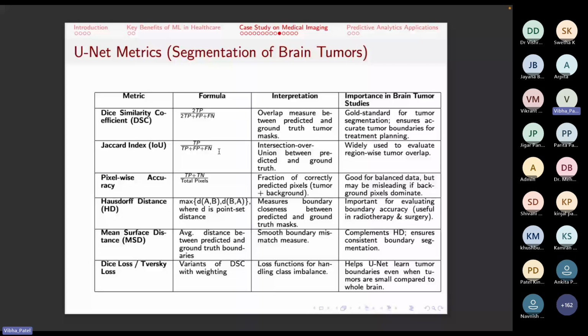Okay, and mean surface distance is basically the average distance between the predicted and ground truth boundaries. So this was a clear cut distance, like a Euclidean distance sort of distance being measured between the boundaries of both the segments. But here, in the case of mean surface distance, it's actually calculating the average distance between the predicted and the truth.